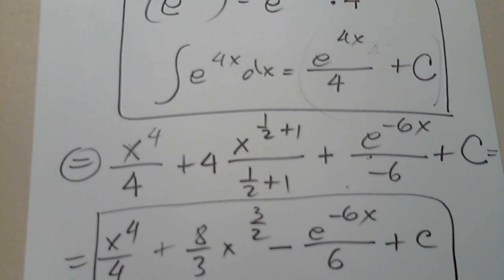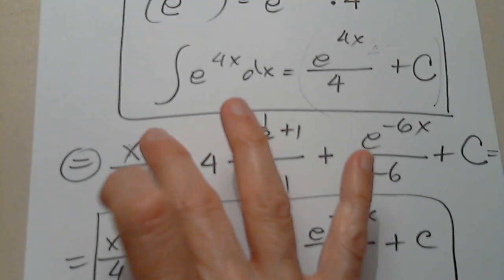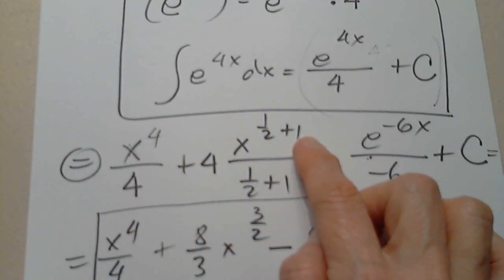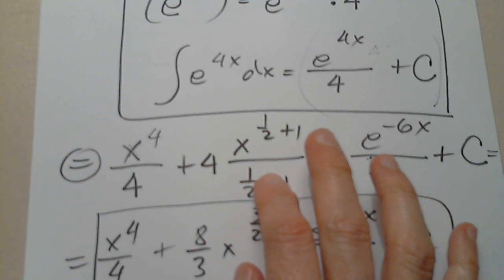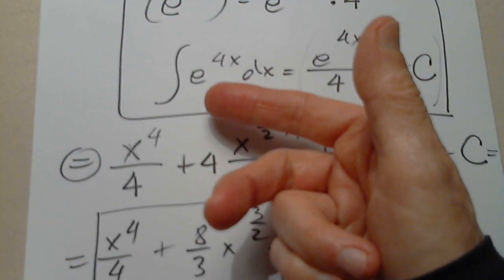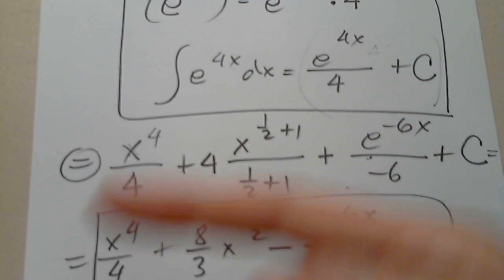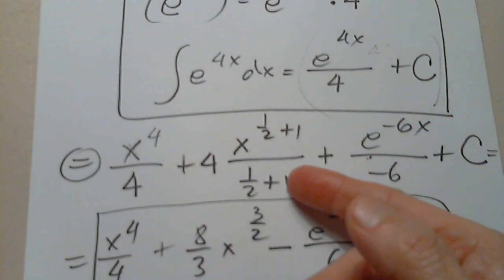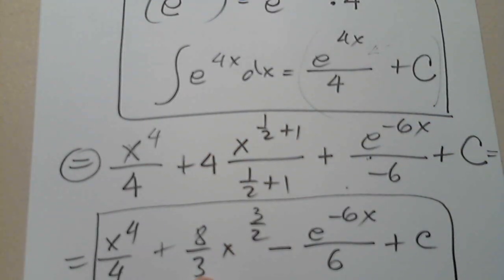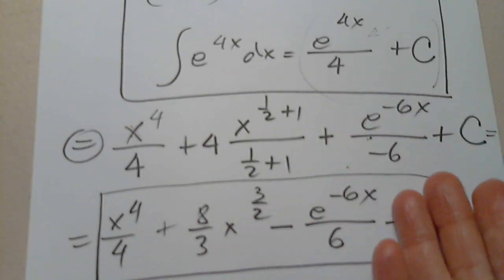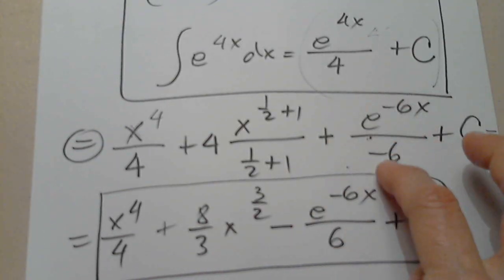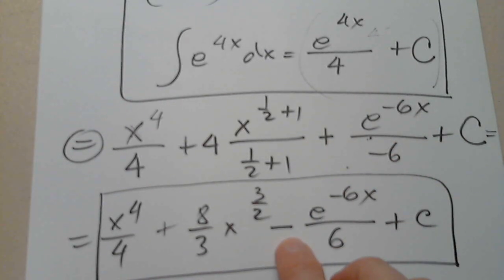Let's take a moment and verify if this is clear. 1/2 plus 1 is 3/2, but it's 3/2 in the denominator, so I have to flip it. So 3/2 becomes 2/3. 4 times 2/3 is 8/3 in front. Here I did not do anything other than plus or divided by minus is minus, plus a constant c.